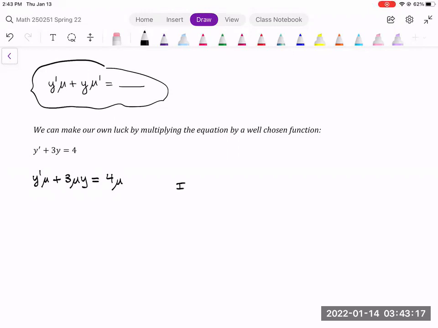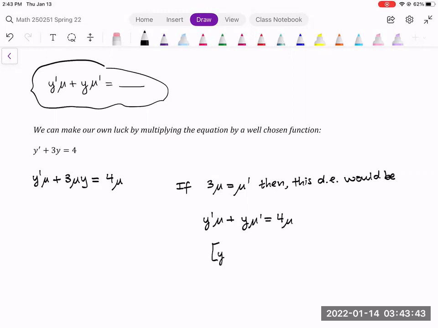If we knew that 3 mu was actually equal to the derivative of mu, then this DE would be y prime mu plus y mu prime equals 4 mu. And our left-hand side would look like the derivative of a product. So we could undo that differentiation with an integration and solve for y.